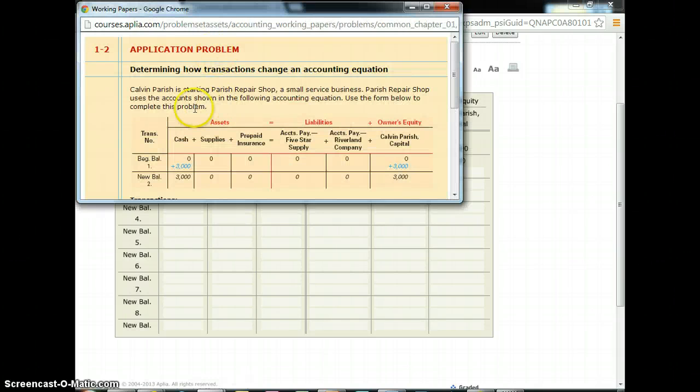Now, let's look at this one because it's going to give us our example up here. Calvin Parrish is starting Parrish Repair Shop, a small service business. It uses the following accounts, which are all given to you up at the top. Use the form below to complete this problem. Now, you'll see cash, supplies, and prepaid insurance. Those are the same. This time I have two different accounts payable accounts. I have one that's 5-Star Supply and one that's Riverland Supply. Make sure you look at the difference there. And then the last one is my capital account.